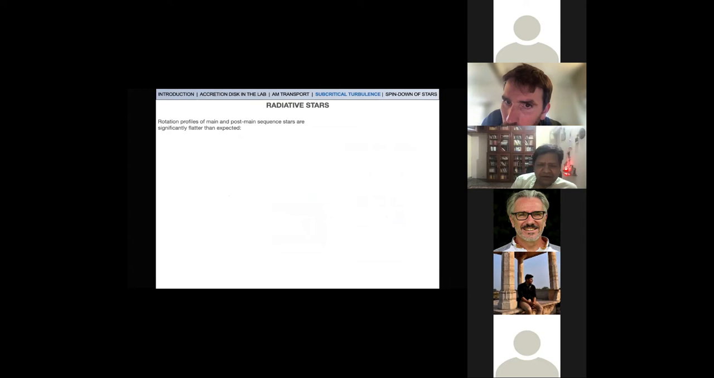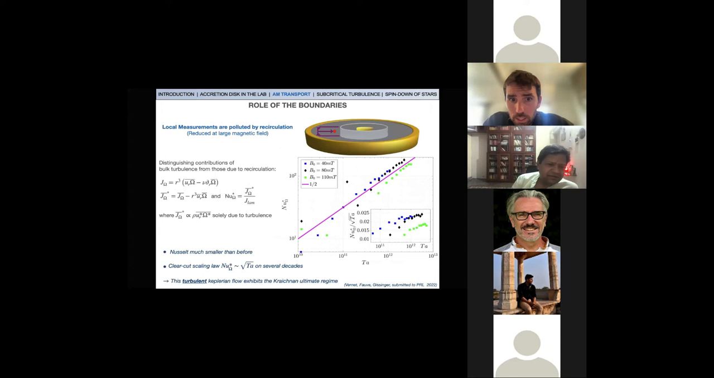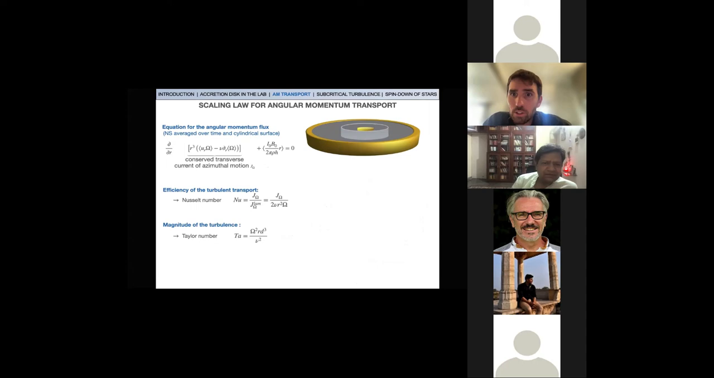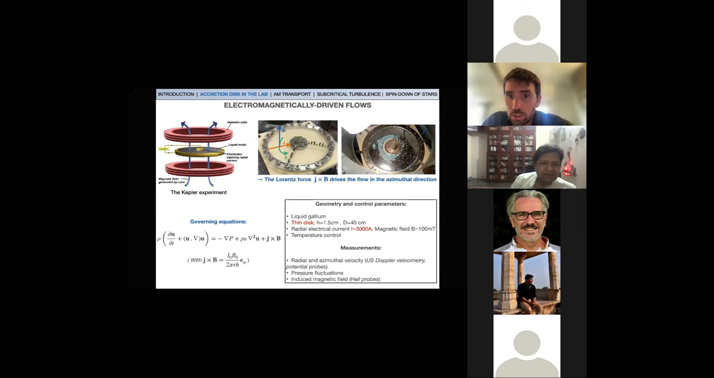How did I rotate it? In the accretion disk experiment, yes. So we're not rotating the boundaries. You can see that the boundaries are not rotating. It's a liquid, gallium.